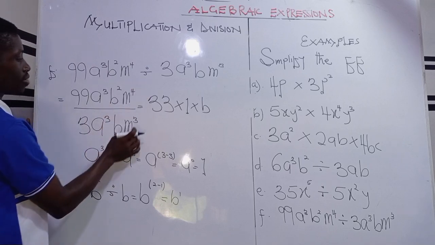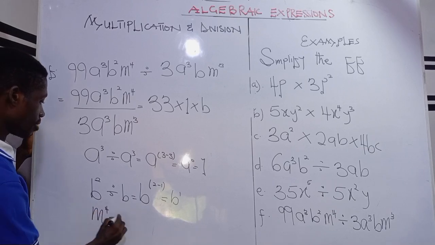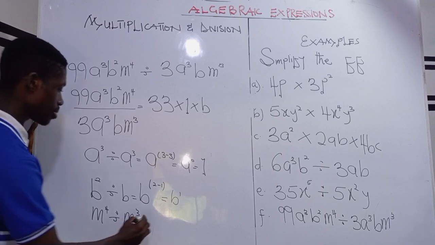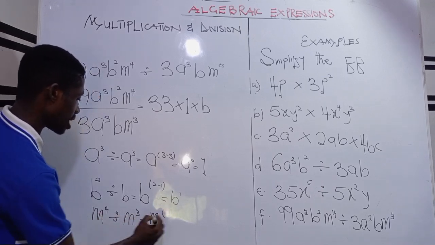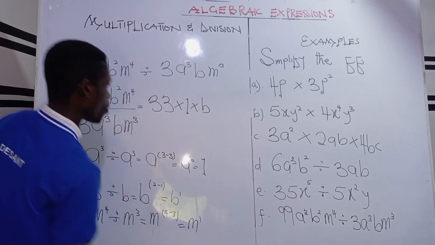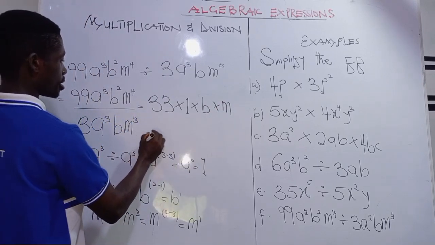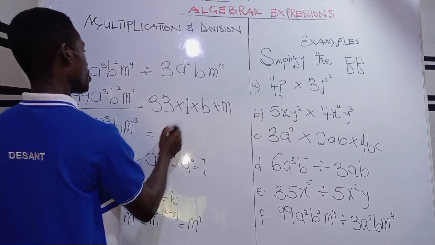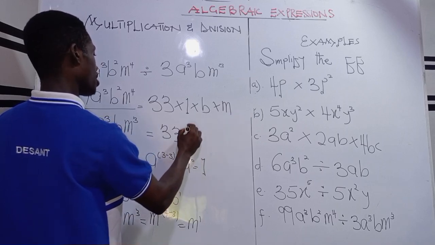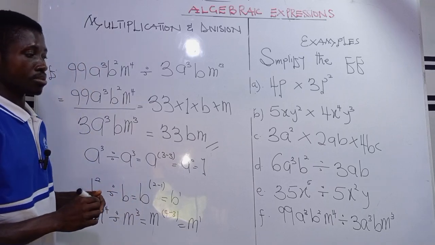We also have m power 4 divided by m power 3. Indices, the bases are the same. We pick one of the bases, they are dividing, we subtract their exponents. M power 1. So we have times what? M. Then after that, we simplify. 33 times 1 will give us 33. And then 33 times b times m will give us 33bm. Very, very easy and then simple.